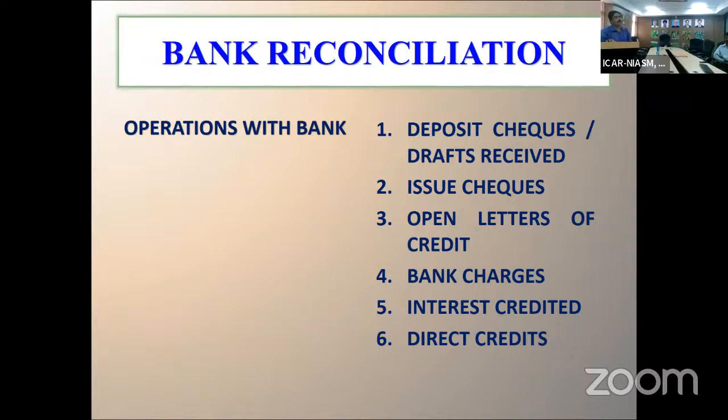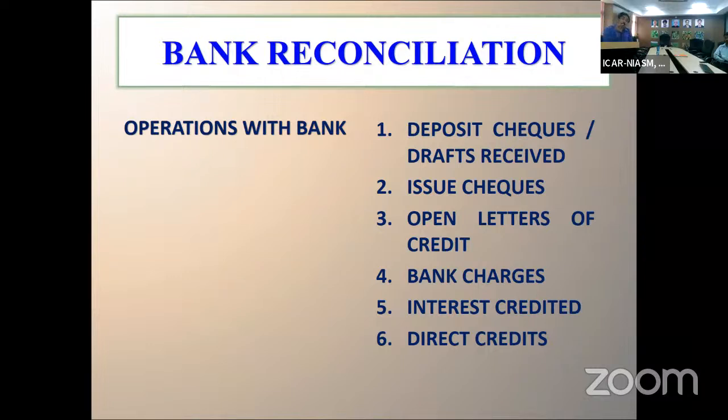So the easy way of preparing the BRS is to go on matching all the receipt side entries of the cash book with the receipt side of the bank statement, and all the payment side entries of the cash book with the payment side of the statement. There will be some unmatched transactions, maybe 10, 20, whatever it may be. Those transactions of the cash book do not match with the bank statement, or transactions of the bank statement do not match with the cash book.